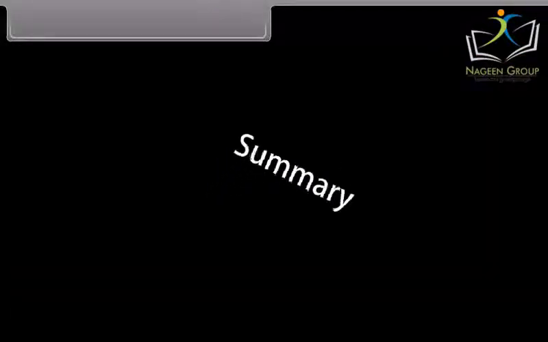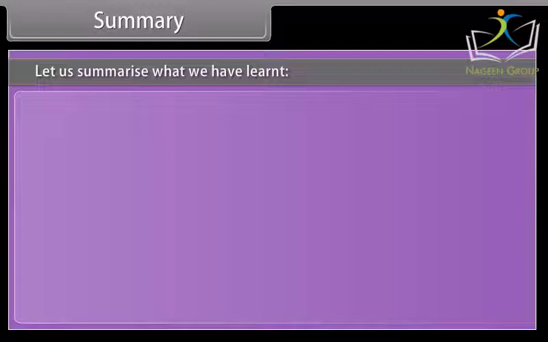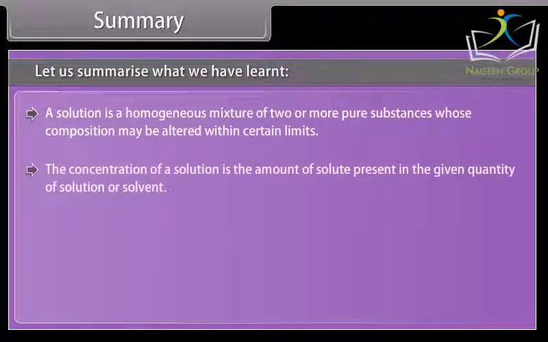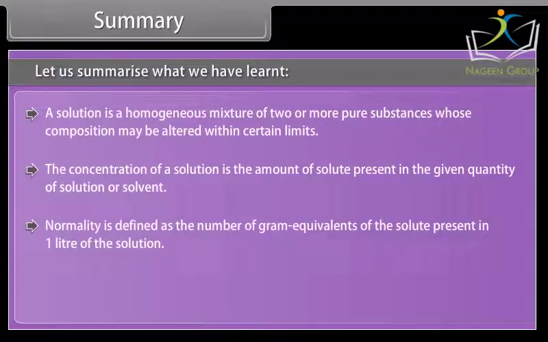Summary. Let us summarize what we have learnt. A solution is a homogeneous mixture of two or more pure substances whose composition may be altered within certain limits. The concentration of a solution is the amount of solute present in the given quantity of solution or solvent. Normality is defined as the number of gram equivalents of the solute present in 1 liter of solution.